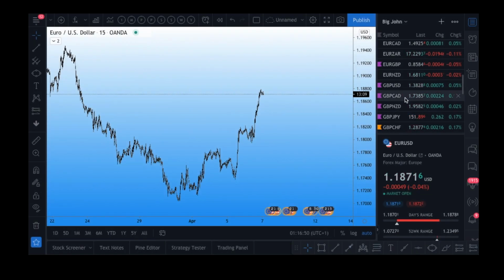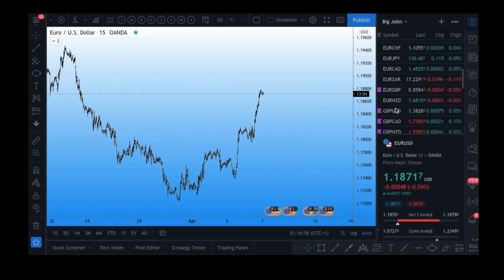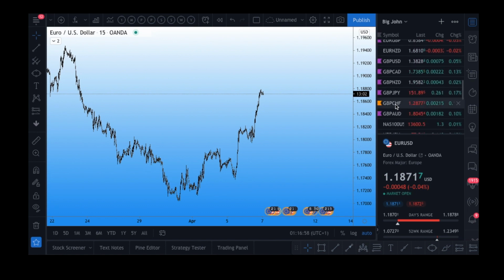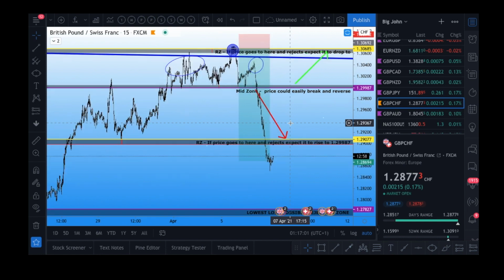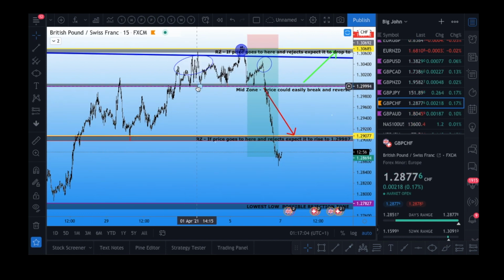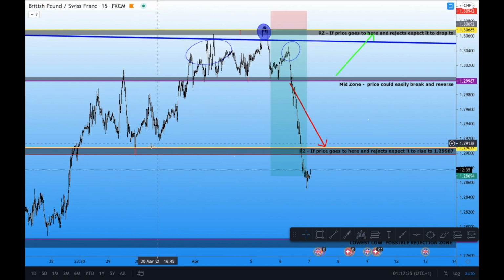The next thing for me to do is to go onto any one of these pairs and start to do top-down analysis. One of the ones I did right now is GBP CHF. You can see here, I've drawn out nice support and resistance zones for this. I've even given some annotation indications to what this pair might possibly be doing, and we were able to catch this trade with a head and shoulders pattern.